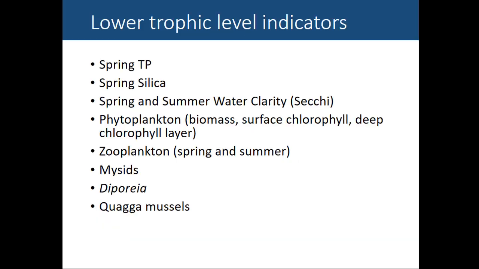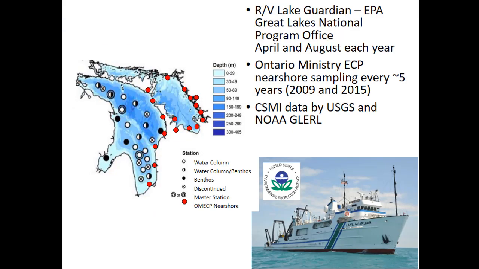So what I want to do is just give you a status of Lake Huron and use these trophic level indicators: spring total phosphorus, spring silica, water clarity, information on phytoplankton, zooplankton, mysids, which is near to my heart, Diporeia, and quagga mussels. So let's go through them.